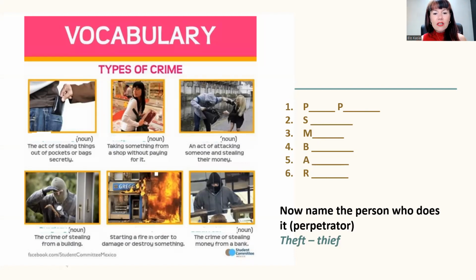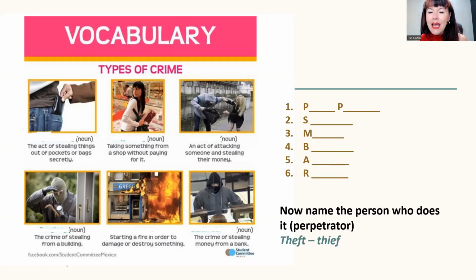And the next one is starting a fire. So this one is with B, number 4. Number 5, starting a fire in order to damage or destroy something. Okay, so can you guess this one, starting with the letter A there? And the last one is the crime of stealing money from a bank.